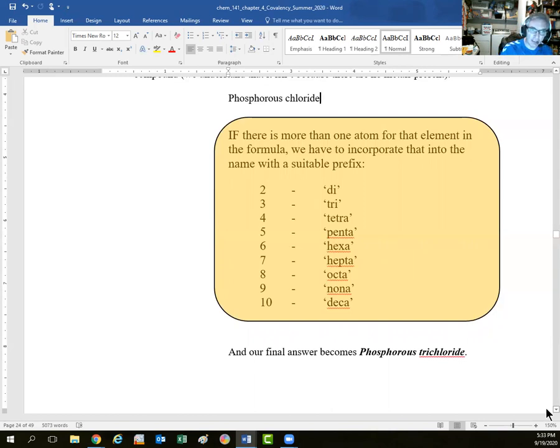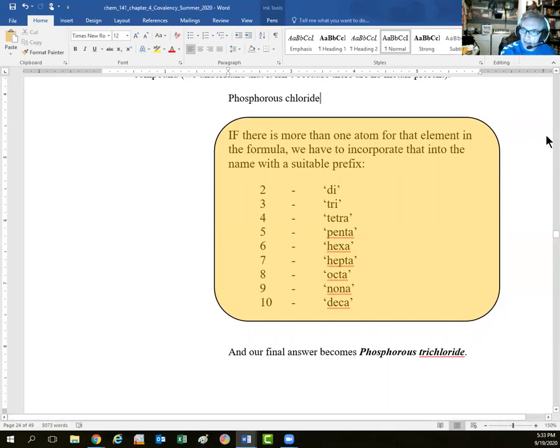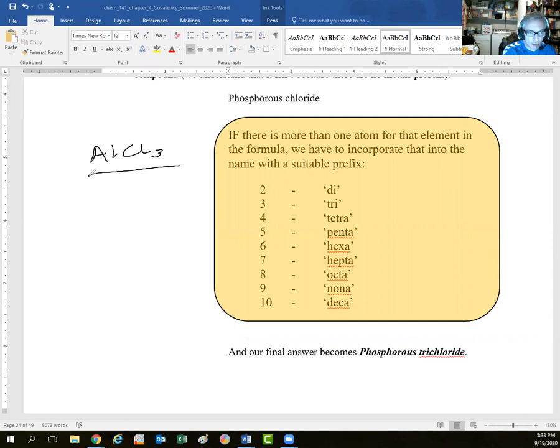So if we had something like aluminium chloride, which of course is AlCl3, it's just aluminium chloride, no mention of the 3 chlorides there. But now with PCl3, that was our formula, we have to mention those 3 chlorine atoms. So we put this prefix of tri into the name of the molecule. So phosphorus trichloride for the full name.